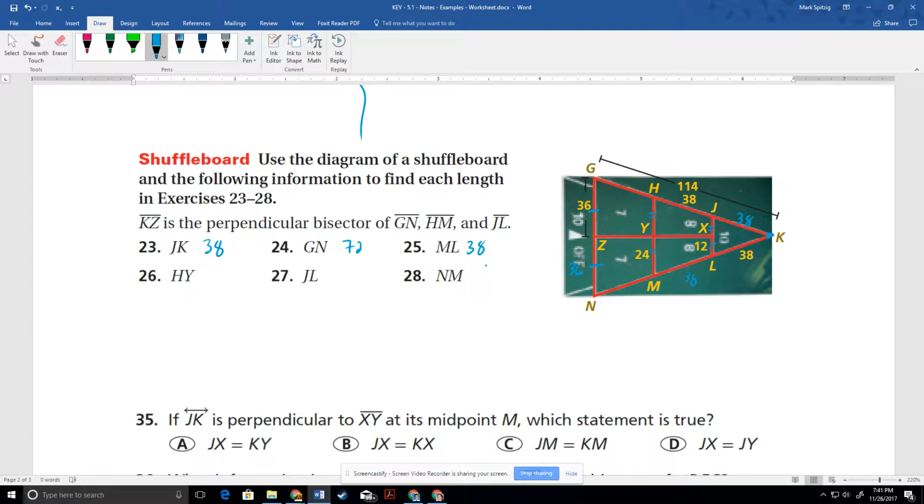HY, if that's 24, HY is going to be 24 as well. JL, well, if that's 12, then that is 12, so the whole thing is going to be 24. And then NM will just be, in this case, the whole thing, right? We know it's going to be the same as GH here, but we know the whole thing is 114. So if we just do 114 minus 38 minus 38, in other words, minus 76, we know that what's left over also has to be 38. All right, sounds great.